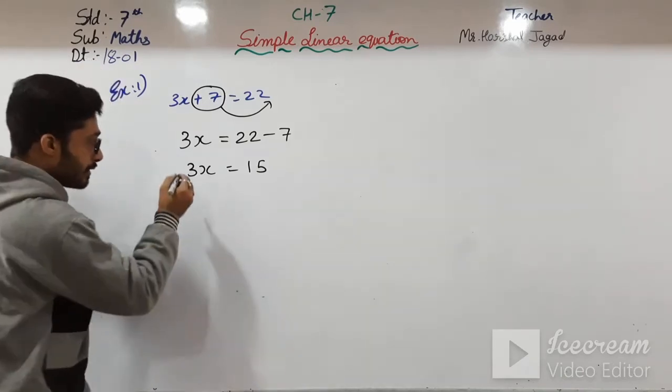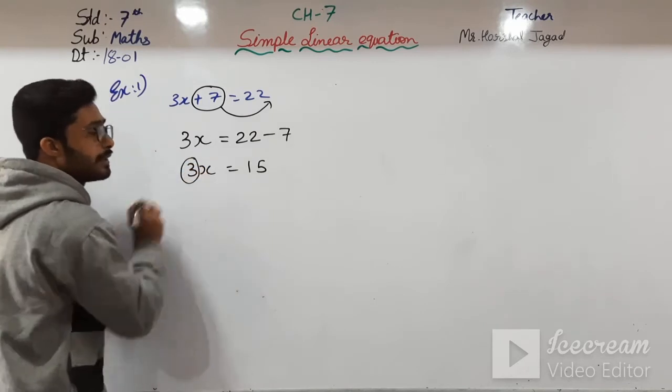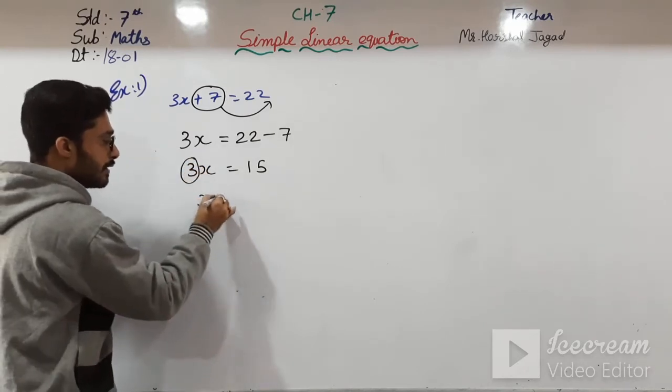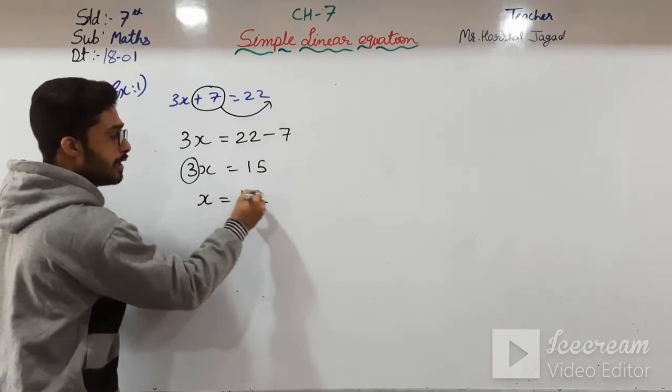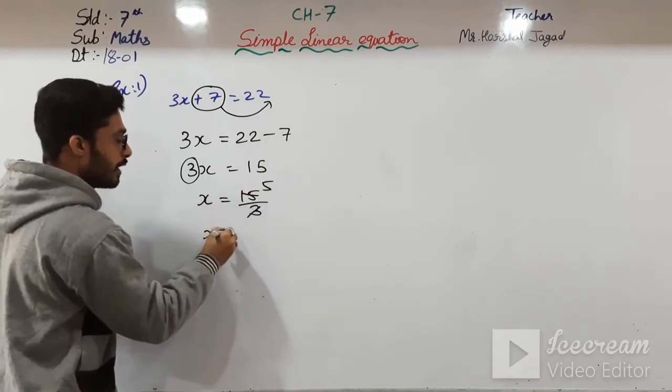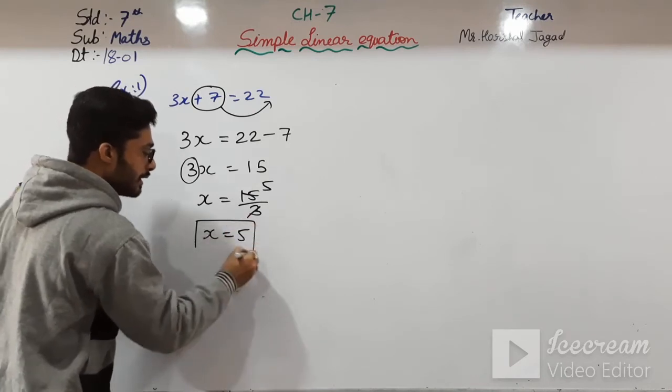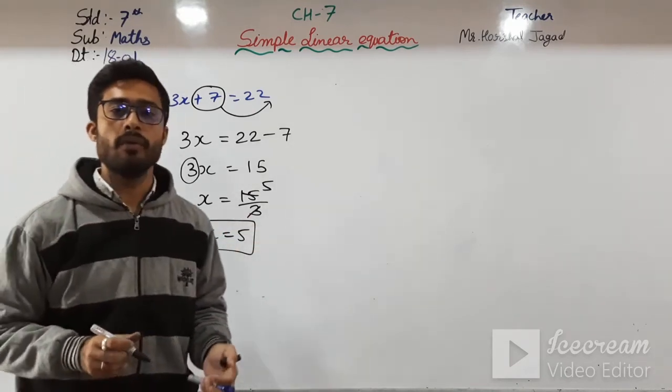And then you can see this is multiplication with x. Then x is equal to 15 by 3. Then 3 5s are 15, and you have got the value of x, that is x is equal to 5.